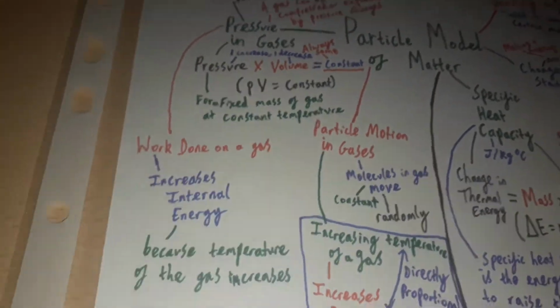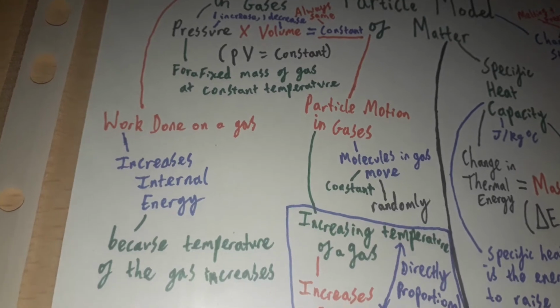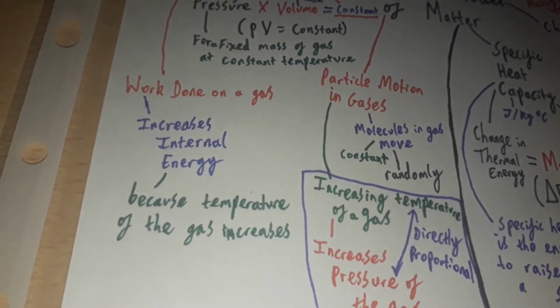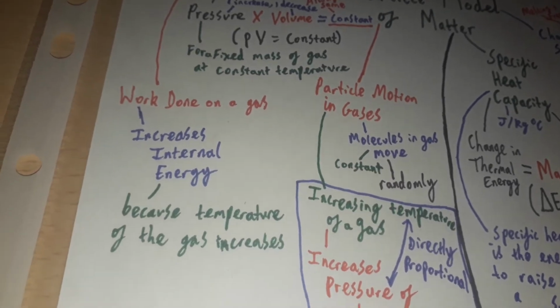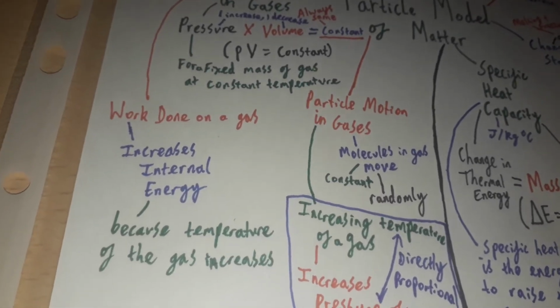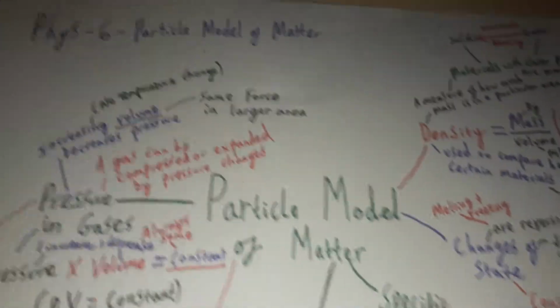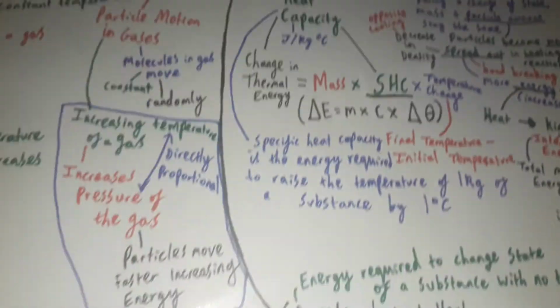Also, work done on a gas increases the internal energy of the gas, because this causes the temperature of the gas to increase, which increases the speed of the particles inside there, increasing collisions and so on, collision theory. So that was Physics 6 on particle model of matter.